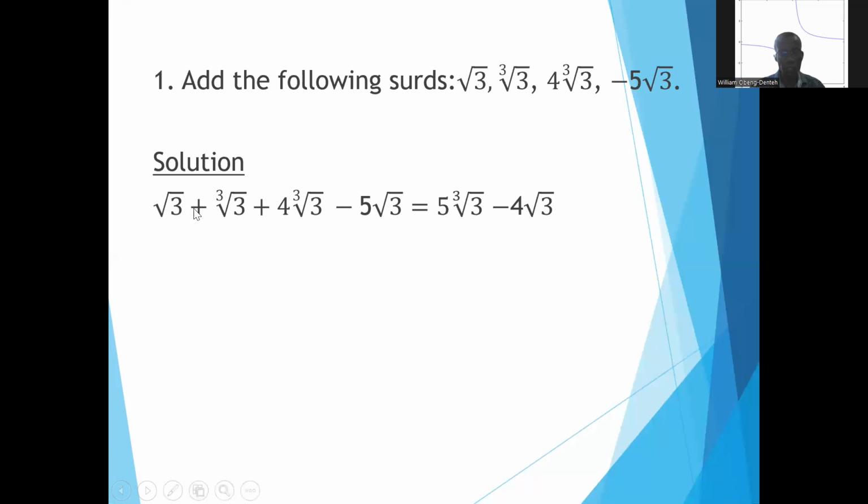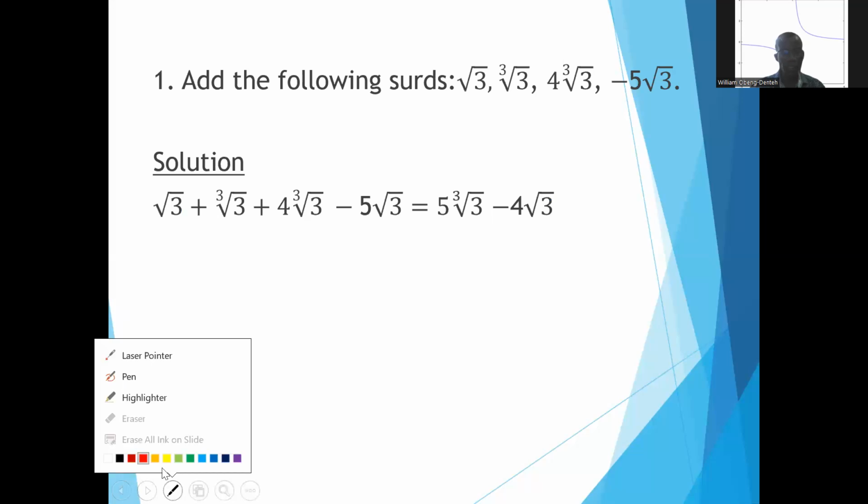So this and that will be considered together, and this and that will be considered together. So you get 1 over here, and get negative 5. So when we do the computation, we shall get negative 4 root 3. And over here, we have 1. So 1 plus 4 will give us 5 root 3. So if we add the following surds, then this is the value that we will actually get.